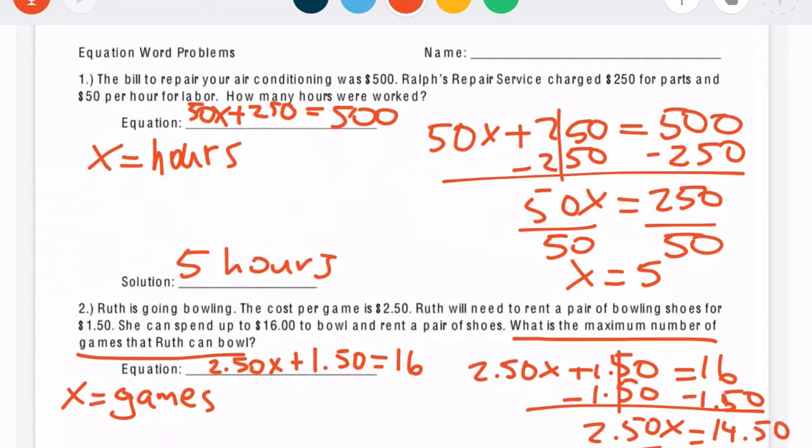We have to think about it for a second. Back in the original question it said, what is the maximum number of games that she can bowl? You can't bowl 8/10 of a game. You either bowl a game or you don't. If we rounded this answer to 6, that would actually cost a little bit more than the $16 we have. We can't afford 6 games because that would push us over the $16 amount. So we have to round our answer down to 5 games. So Ruth will be able to play 5 games and have a little bit of money left over.